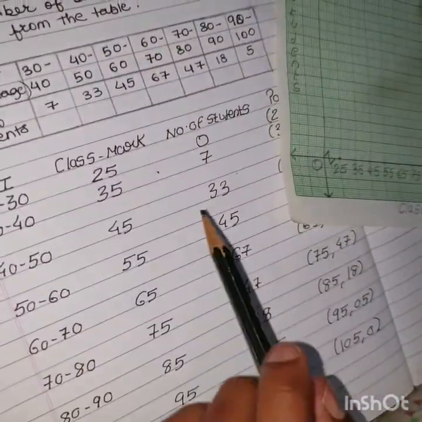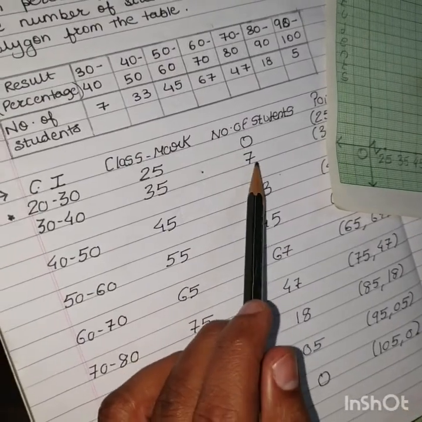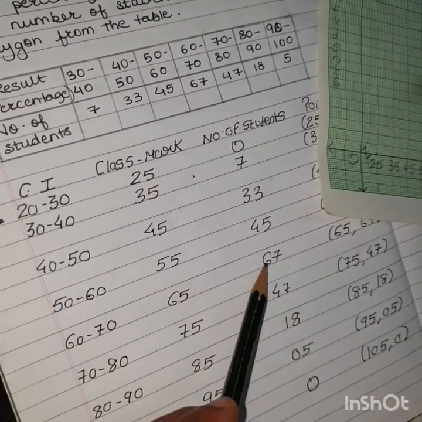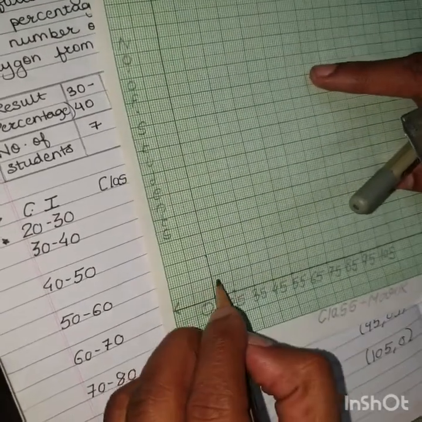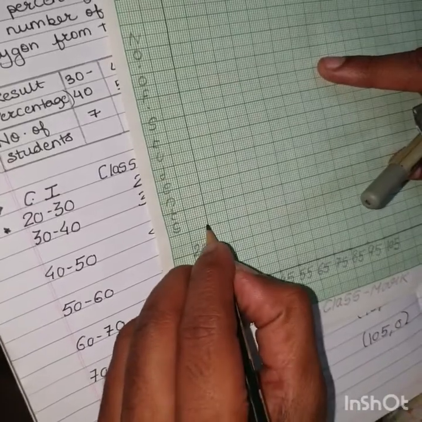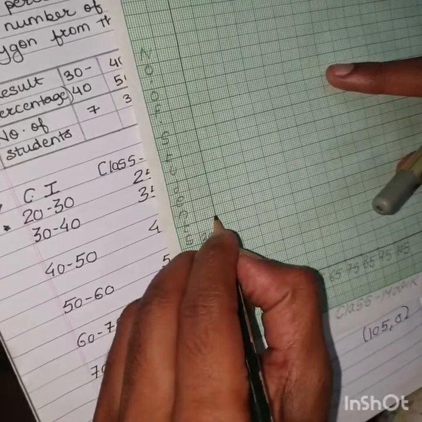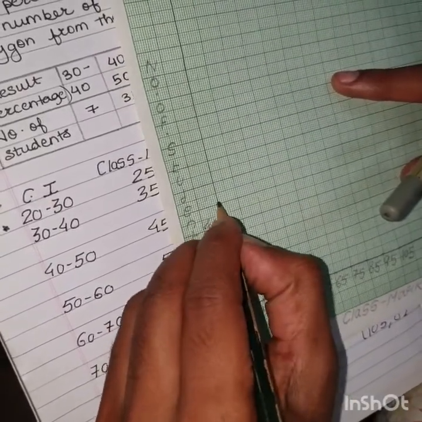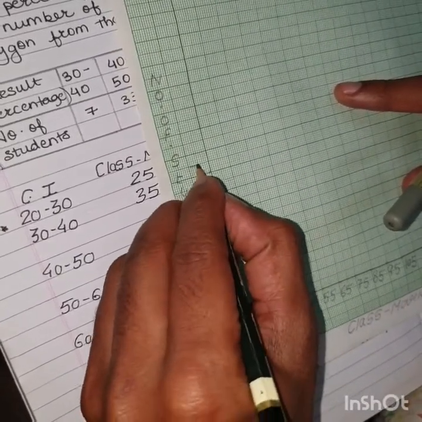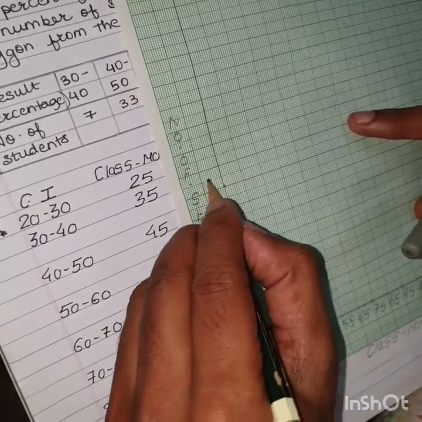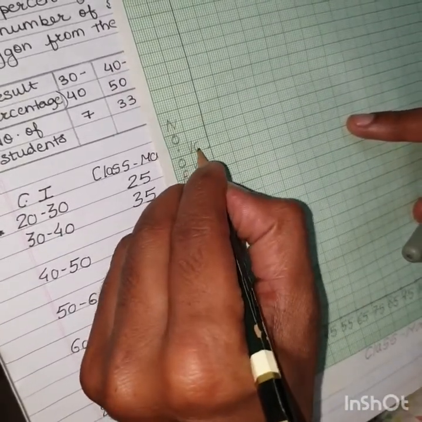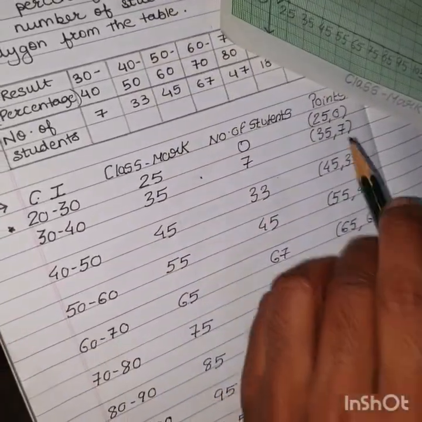Now if we observe the number of students, the least number is 5 and the maximum number is 67, so we will take 10, 20, 30, 40, 50, 60, 70, 80, 90 and 100. Now what is our first point?